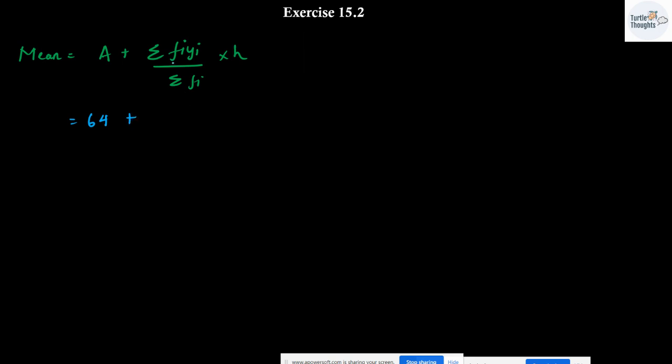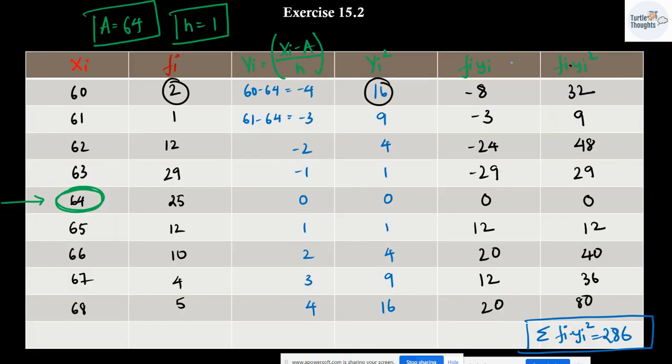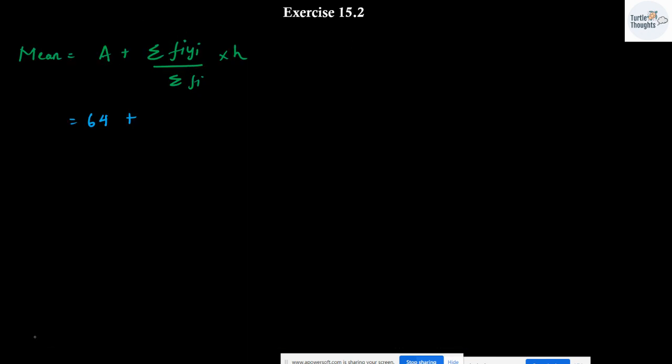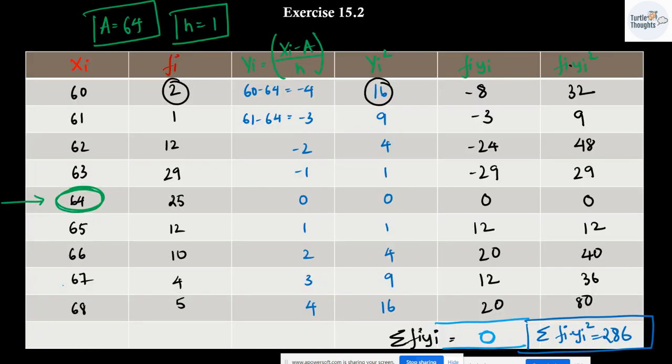Substituting the values, I will be getting a is equal to 64 plus summation of fi and yi. Fi and yi: minus 6, minus 3, minus 24, minus 24, 12, 12 and minus 24. It is going to be equal to 0 if you check. All this if you add, you will be getting the value as 0. So I can write, instead of writing an arrow, summation of fi yi is going to be equal to 0. Substituting the same over here, I will be getting the value as 0 divided by summation of fi.